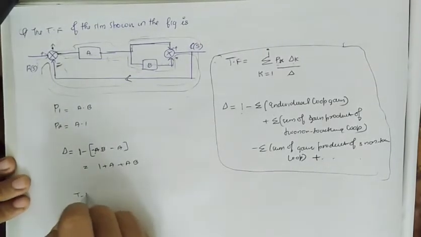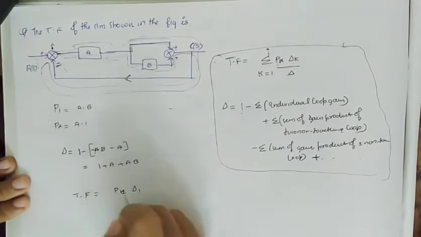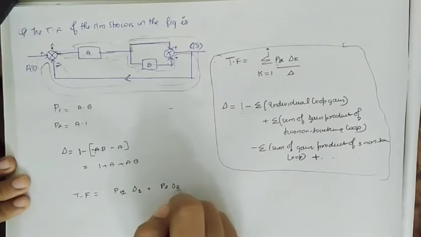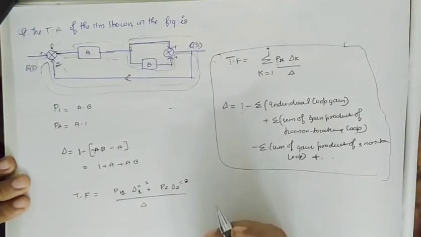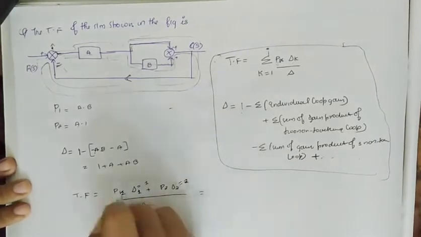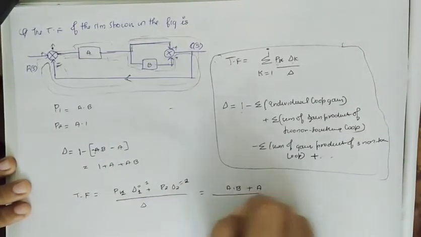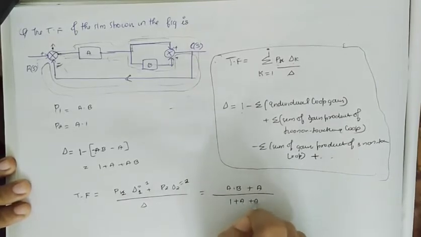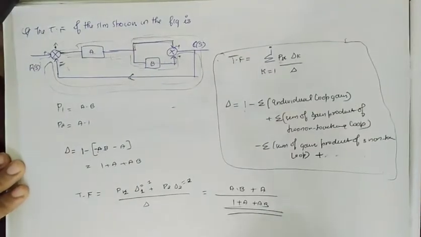And now I'll write the transfer function. Transfer function is equal to P1 delta 1 plus P2 delta 2 divided by delta. Here delta 1 is equal to 1, delta 2 is equal to 1 as well, because there are no non-touching loops over here. So I can write AB plus A whole divided by 1 plus A plus AB. So this is how we find the transfer function using Mason's formula. We'll do some more questions and you'll be familiar with it. Now let's do the next question.